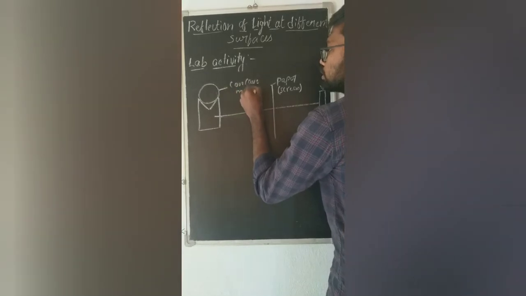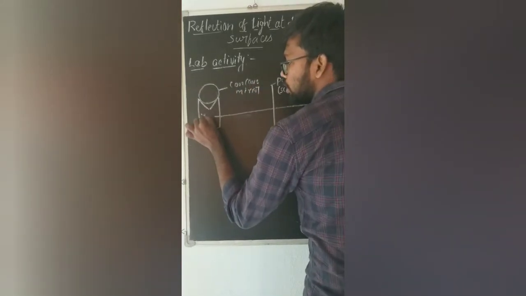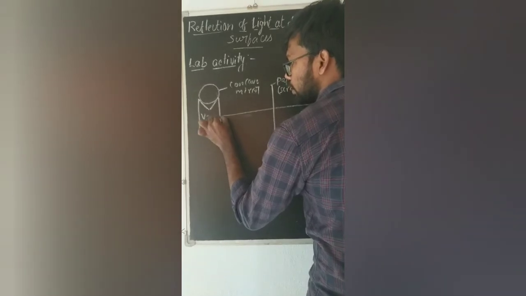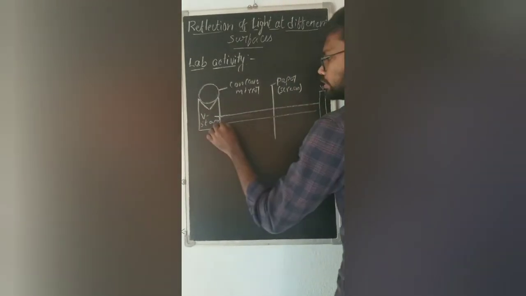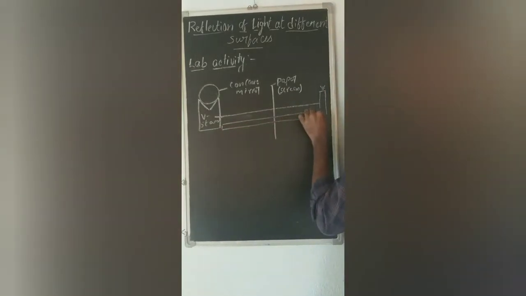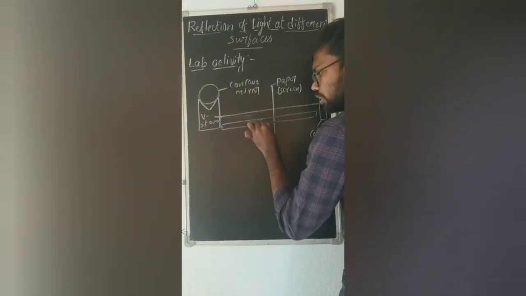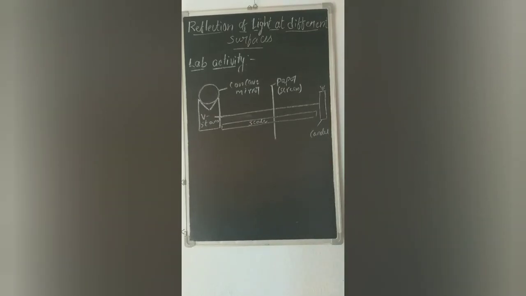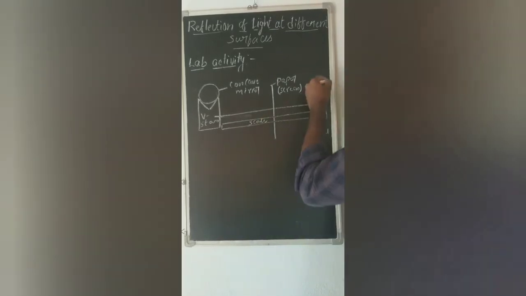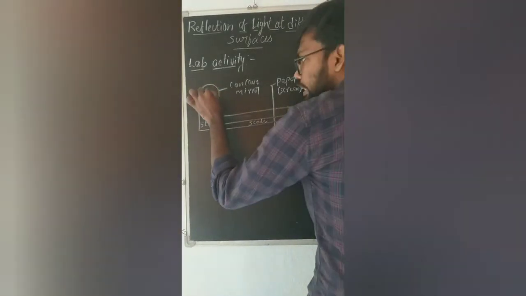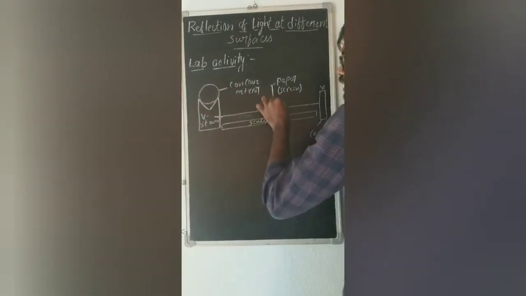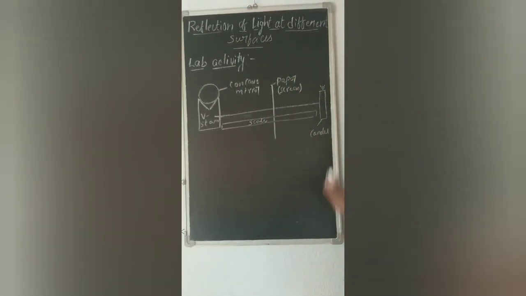Concave mirror, V stand, and scale. Okay, use it to measure the distance between V stand as well as candle. How it is used then? Okay, from this we need to observe the images formed by an object which is incident into the concave mirror, and how image is reflected back into the screen. Okay, we need to observe that one.